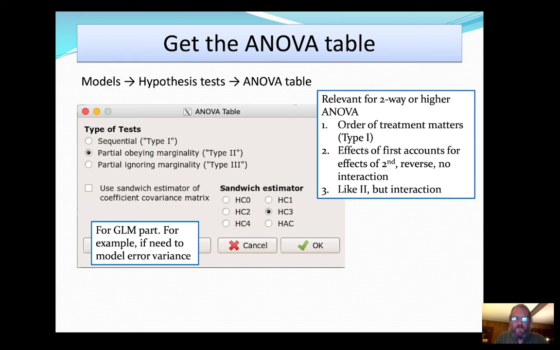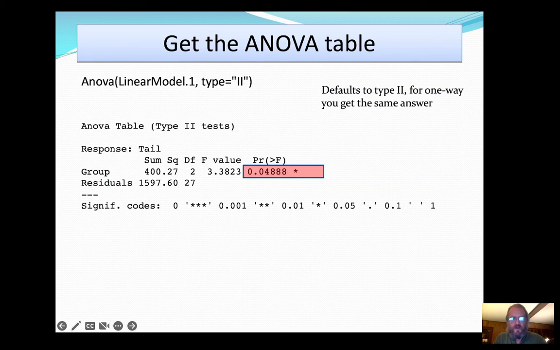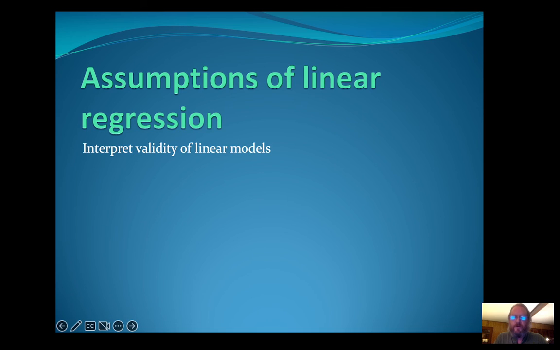This just explains what these are. This has to do with how you interpret and ask for specific calculations. Take the default. The default is type 2. Okay, so here's our ANOVA table again. Should look more familiar, right? Okay, so we're going to stop there, and we'll pick up next time with assumptions of linear regression.